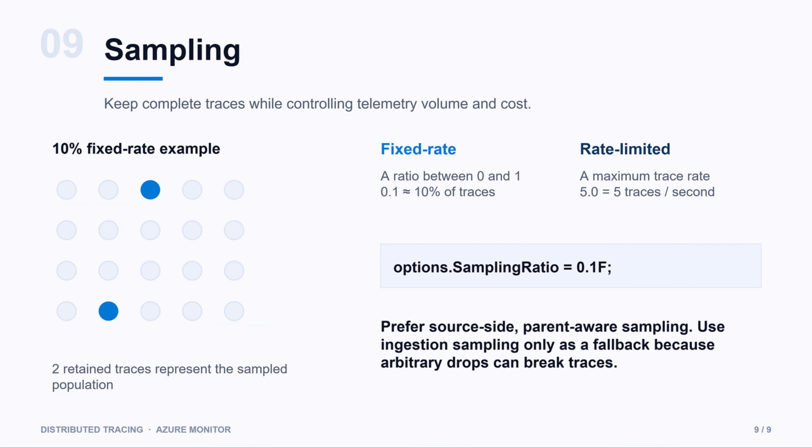Sampling. Keep complete traces while controlling telemetry volume and cost. You can define it as fixed rate or rate limited. Prefer source-side parent-aware sampling. Use ingestion sampling only as a fallback, because arbitrary drops can break traces. For our demo today, we are going to keep all our sampling and tracing information.